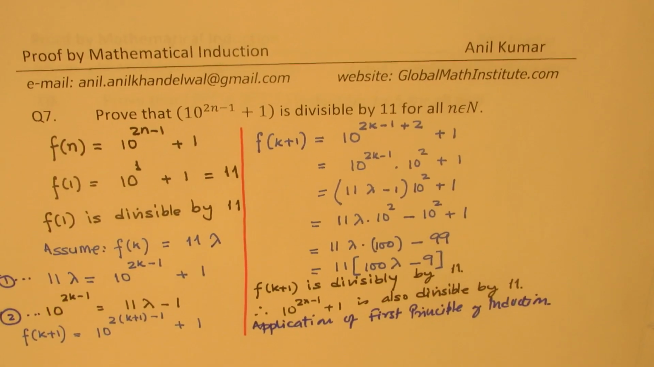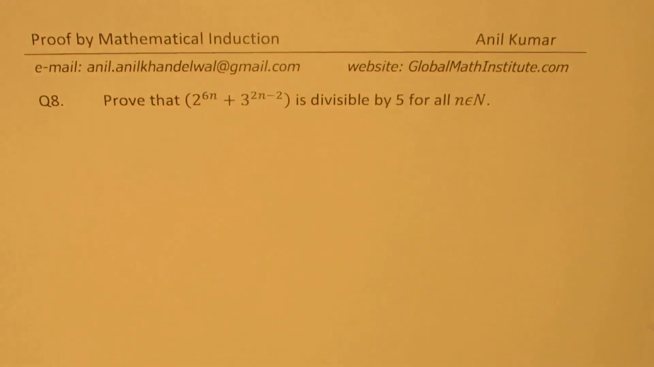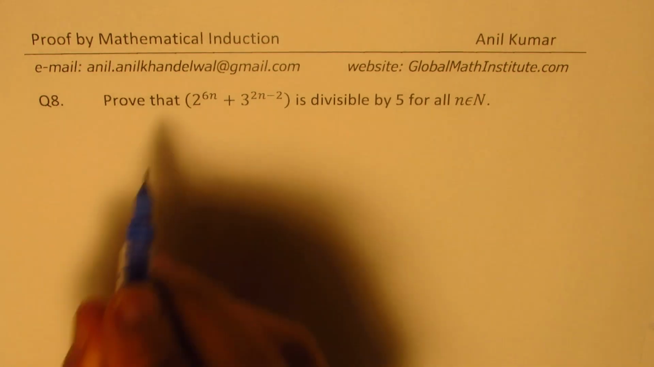Now let's move on and take the last question, which is question number 8 for us. You need to now prove that 2 to the power of 6n plus 3 to the power of 2n minus 2 is divisible by 5 for all values of n. You can always pause the video, answer this question, and then look into my suggestions.